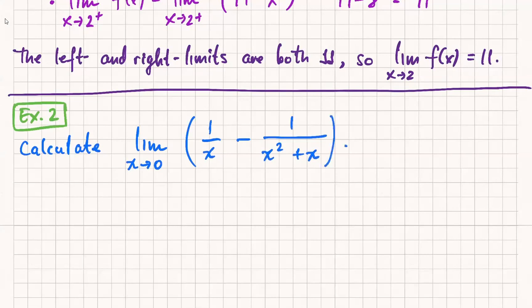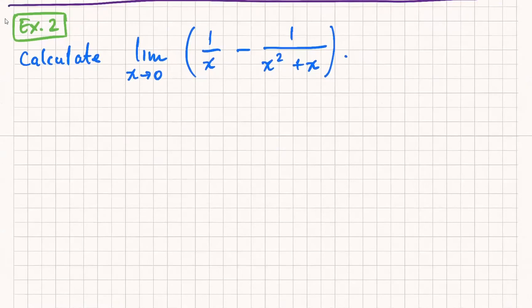All right, so let's do this. So the limit as x goes to 0 of 1 over x minus 1 over x squared plus x. Okay, well, direct substitution is really, really bad here because direct substitution gives me 1 over 0 minus 1 over 0.